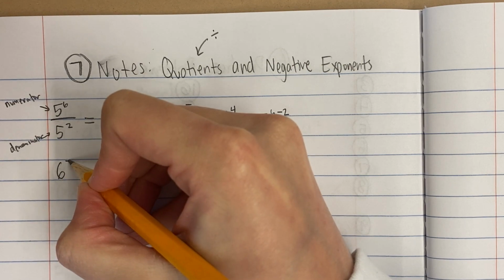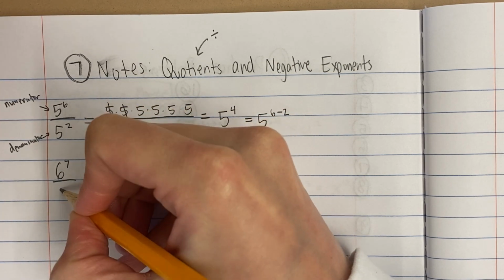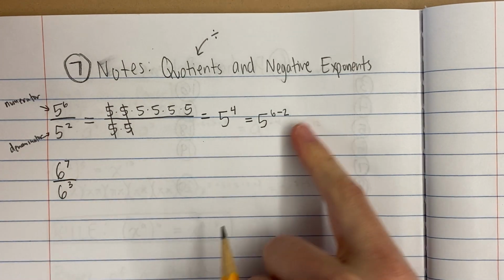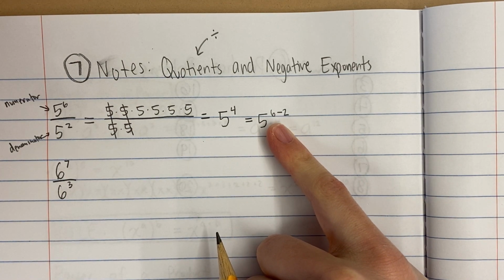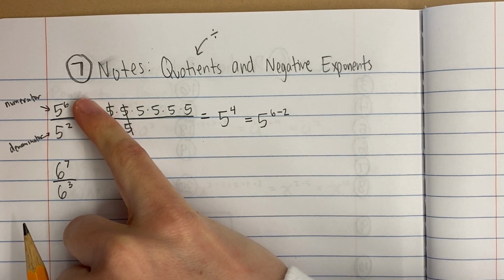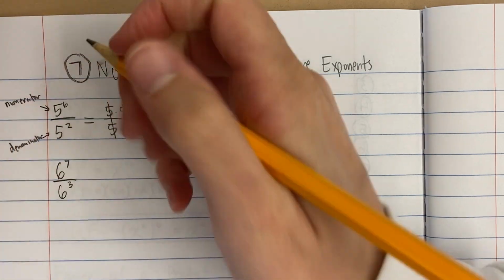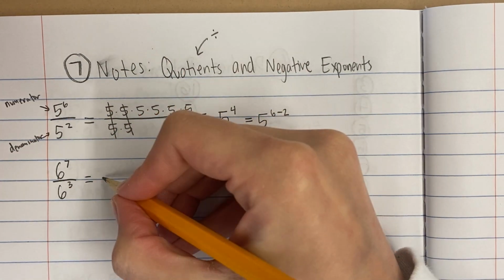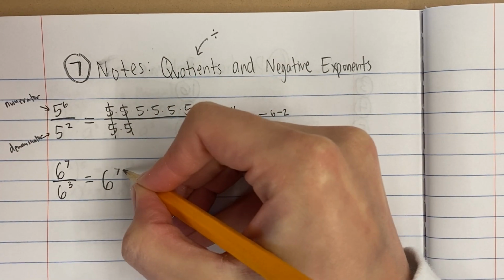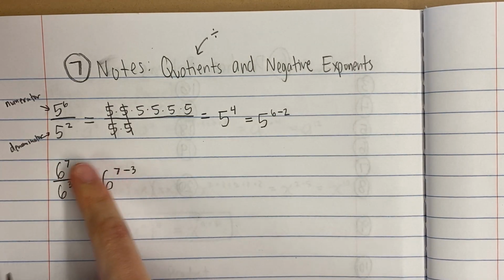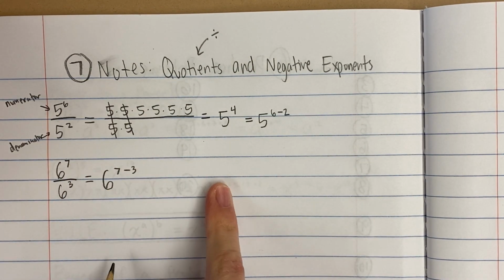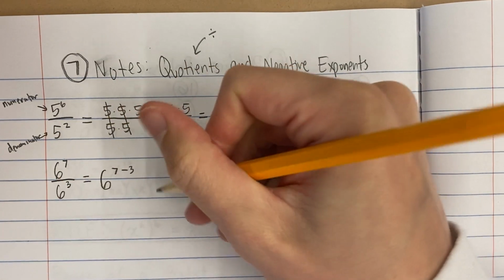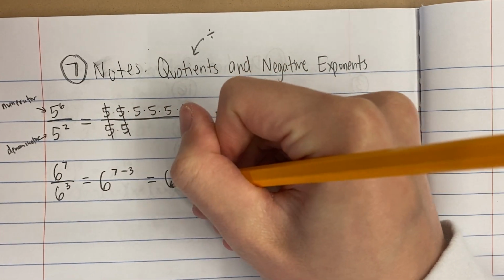Say we have 6 to the 7th over 6 to the 3rd. What we noticed is that the rule worked out over here, where it was the exponent on the numerator minus the exponent on the denominator. So the shortcut here would be 6 to the 7 minus 3. We can imagine that if I wrote these out, there'd be 7 6s and 3 6s, and I would cross off 3 on the top and the bottom. What would be left on the top would be 4 6s.